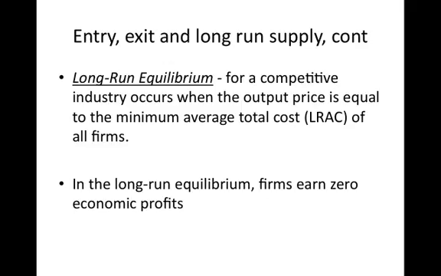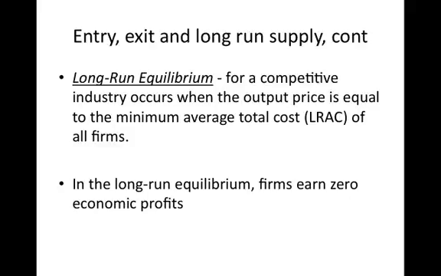And that actually leads us to a concept of what's called long-run equilibrium. And the idea here is that for a competitive industry, you see a long-run equilibrium when the output price is equal to the minimum of average total cost of all firms. Now, one of the consequences of this is that in the long run, and in the long-run equilibrium, all firms earn zero economic profits. That's not to say that there's money not to be made. It's just that after we account for explicit and implicit costs and a return to the entrepreneur and a return to management and ownership, there's nothing to be made. There's no residual profits that are left over.